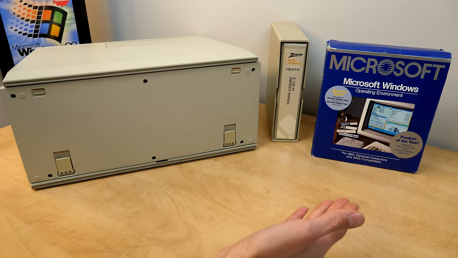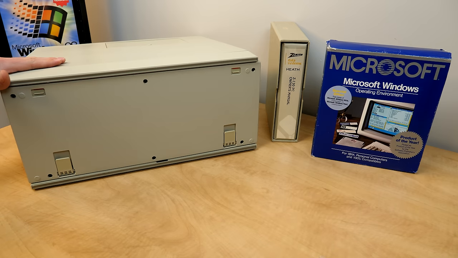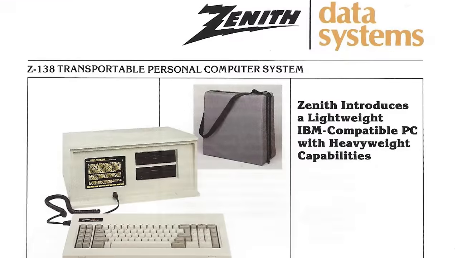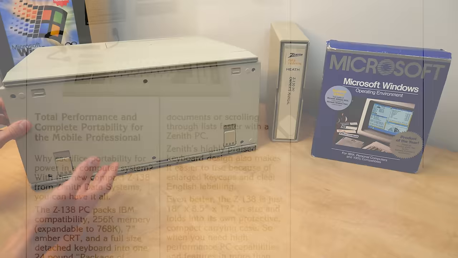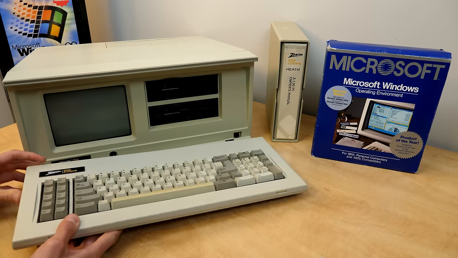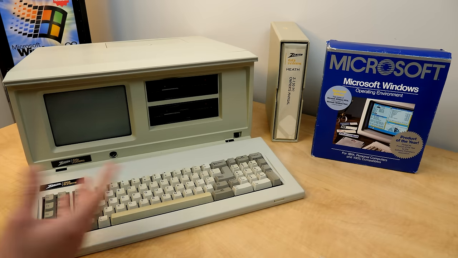So here's a few things you don't see every day. A box copy of Windows 1.0 and a frickin' massive computer to install it on. This right here is a Zenith Data Systems ZFA-13842 portable computer from the 1980s, or probably luggable is a better word for machines like this.